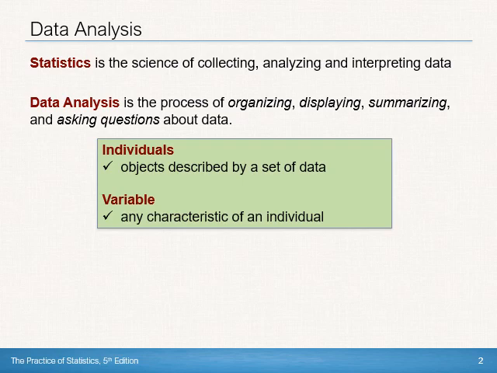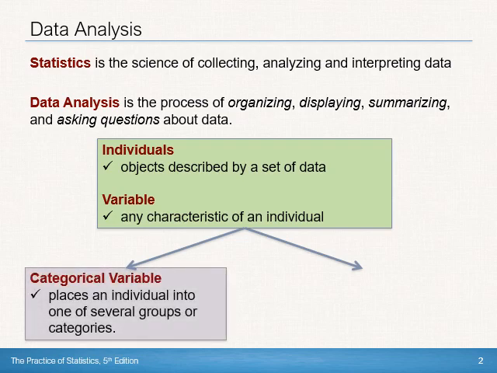There are two types of variables. The first one is a categorical variable. This is something where you're able to put the different individuals into a specific group or category. For example, eye color. Right? You might say, what grade are you in? Are you a sophomore, junior, or senior? That would be a categorical variable.